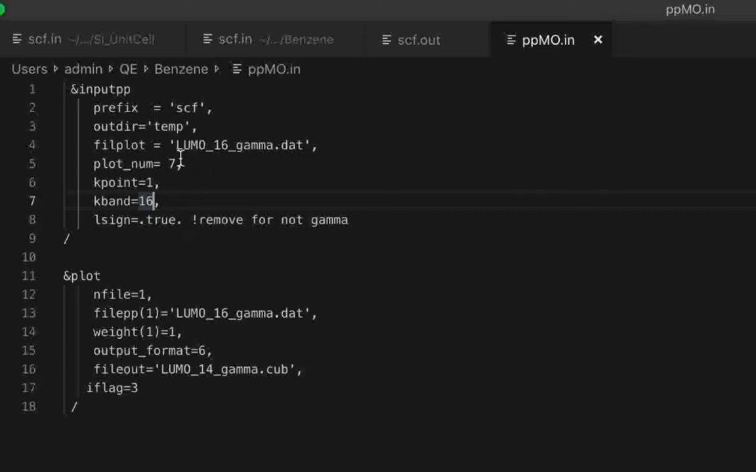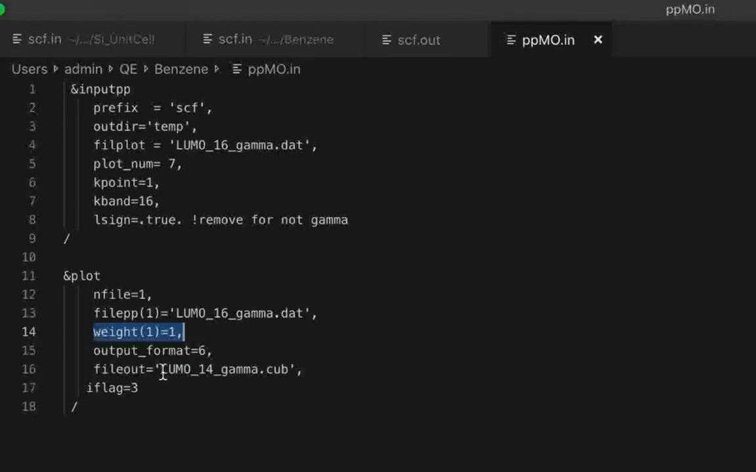Sometimes we can use several of these files. We can calculate several properties at once, combine them in a linear combination, and then plot them at once. In our case, we'll be only plotting a single file. So we have filepp(1) equal to the same as you used in the input pb, and then the weight. Of course, if there were multiple files that we were trying to plot, then nfile would be more than one, and you would have multiple filepp's, and then you can specify the weights for each of those files.